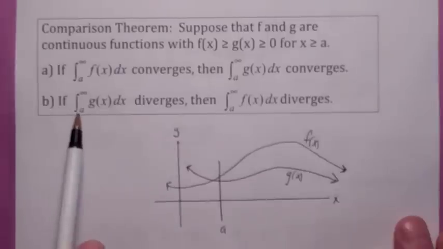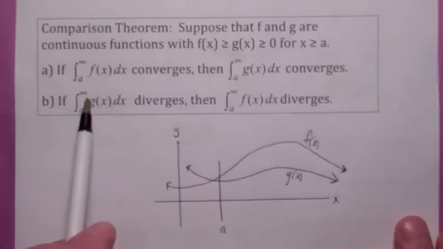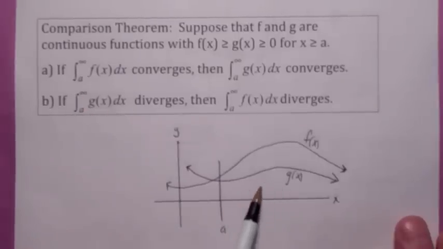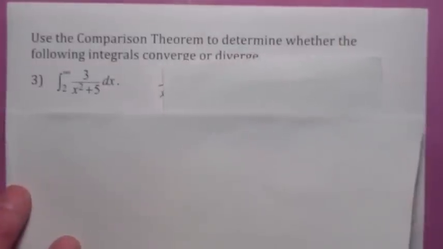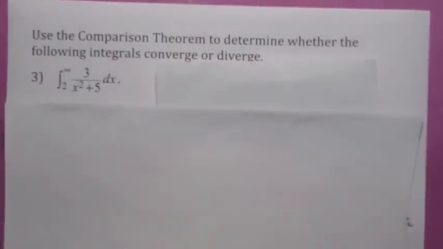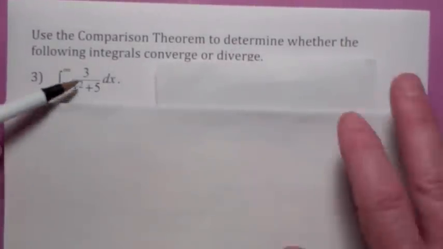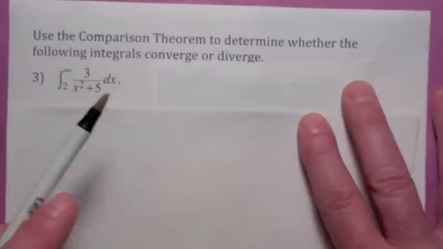Conversely, if the improper integral from a to infinity of g of x diverges, which means this area is infinite, since there's more area under f of x, that area has to be infinite as well. So it makes sense. The trick with these problems is trying to figure out what to compare the integrand to. Let me give you some advice here.